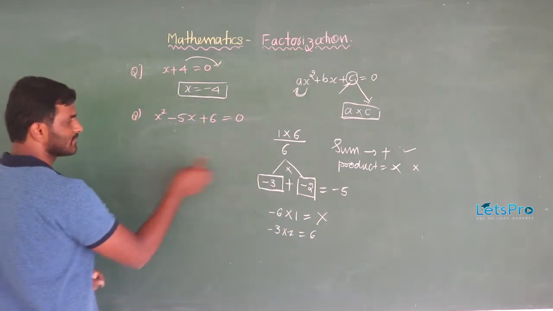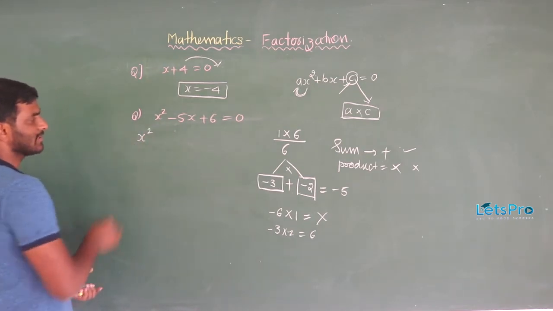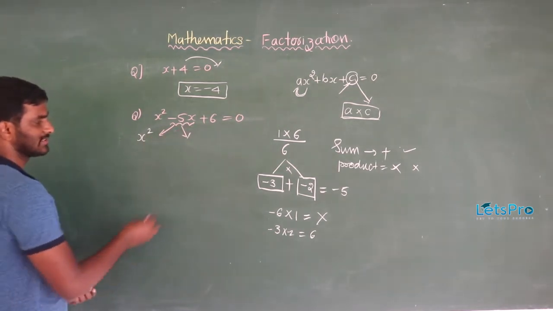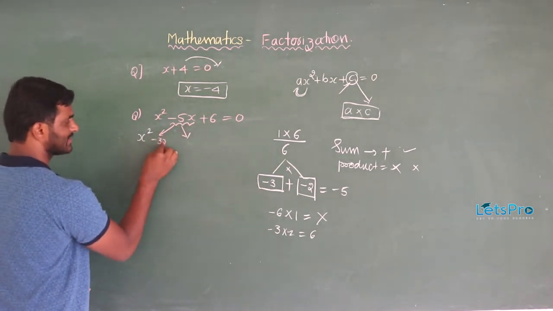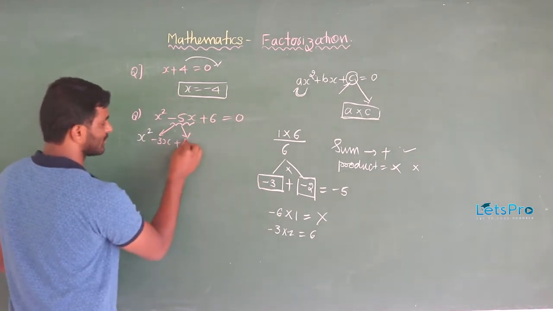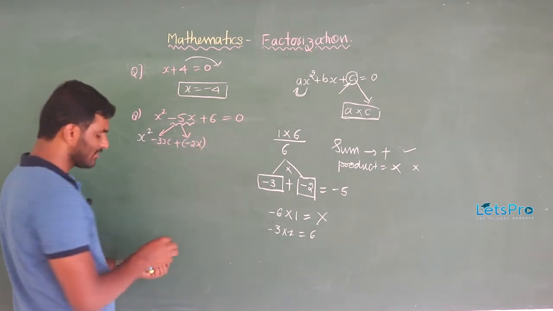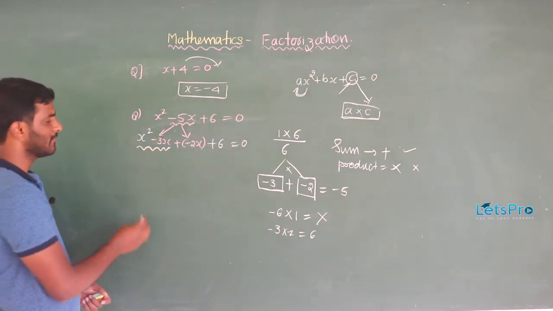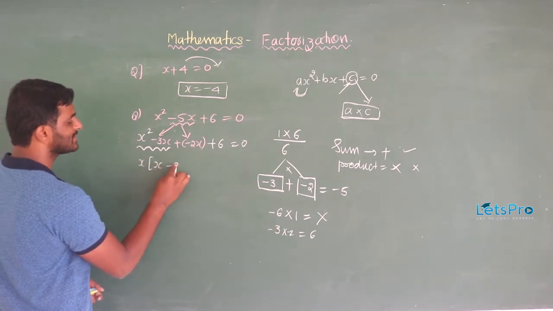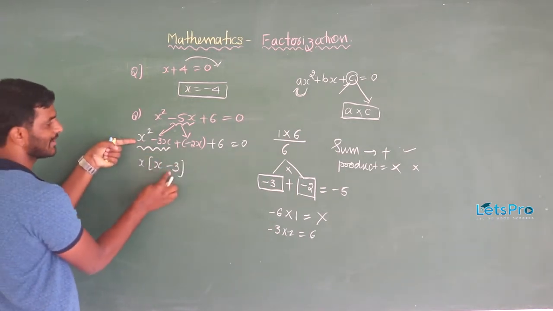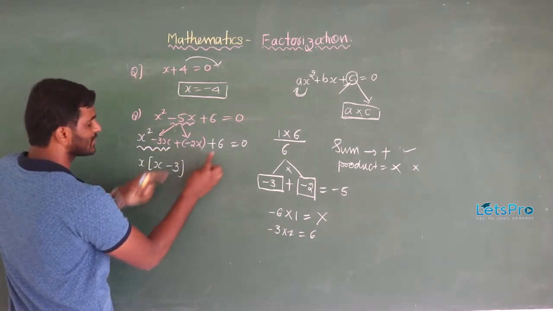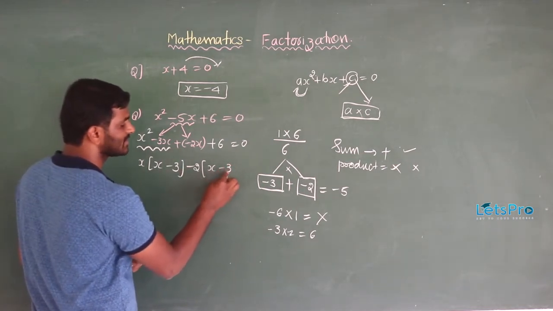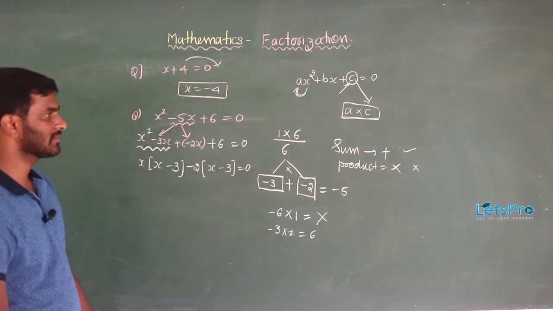So let me write this. There is x square as the first term. Minus 5x can be written as minus 3x plus minus 2x, and plus 6 as it is, equal to 0. In the first two terms, is anything common? x is common, remaining is x minus 3. Then take minus 2 as common, remaining is x minus 3, equal to 0.